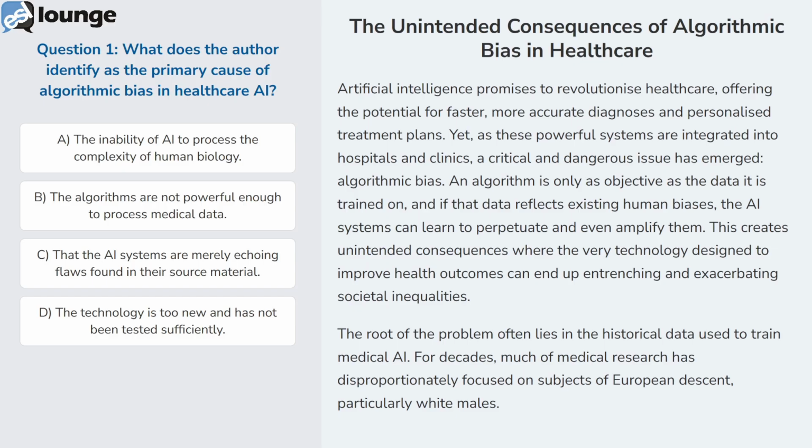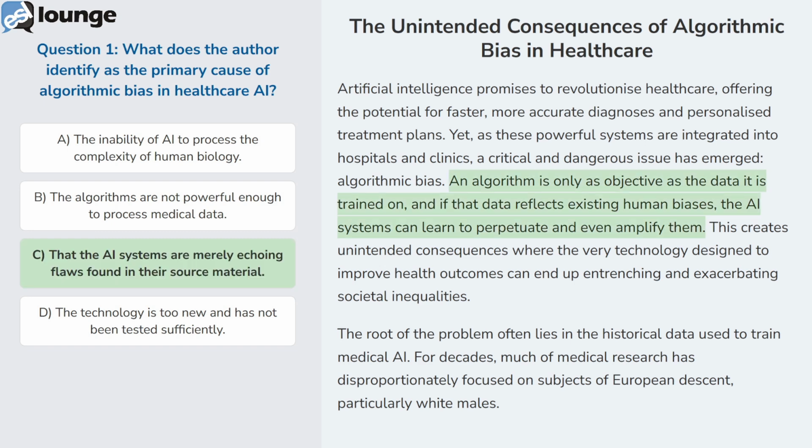Pause the video now to think about your answer. The correct answer is C. The text explains that an algorithm is only as objective as its training data, and if that data reflects existing human biases, the AI will learn them.